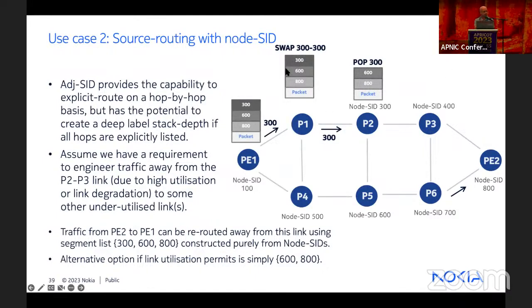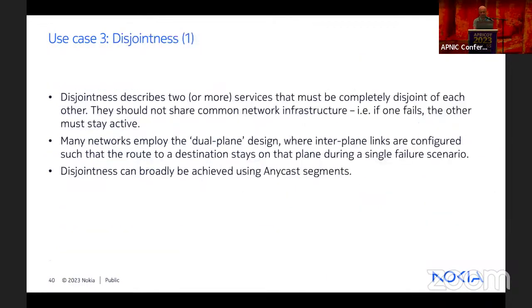So at P1, it's just doing a continue operation because it hasn't reached that intermediate point, gets to P2, where we pop the 300, we're left with 600. 600 is a pointer to P5. So it gets to P5. And at P5, we pop it, we have an active segment of 800. So then it's going to send it to P2. So this is similar to the other example. So this is just something you can do with node sets by itself. So this is probably nothing new here.